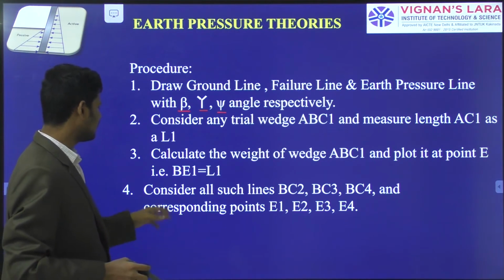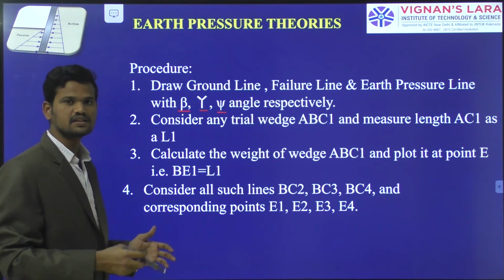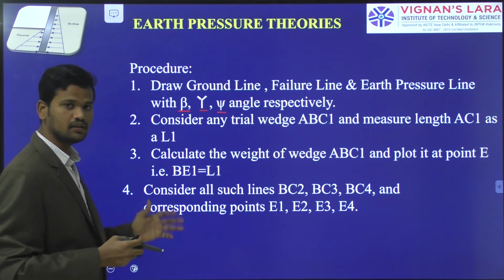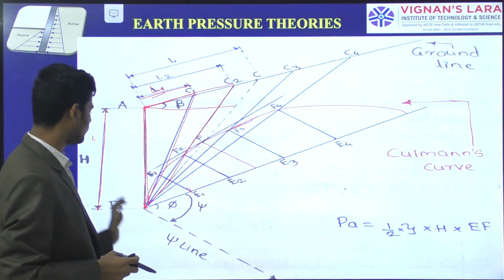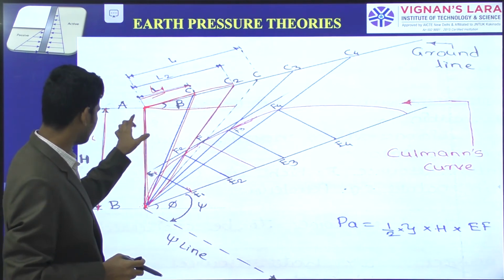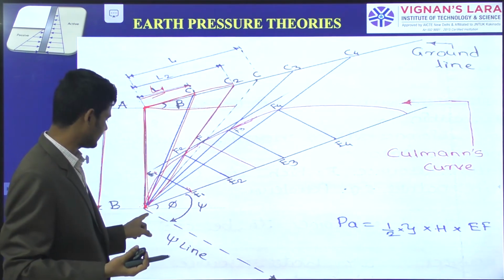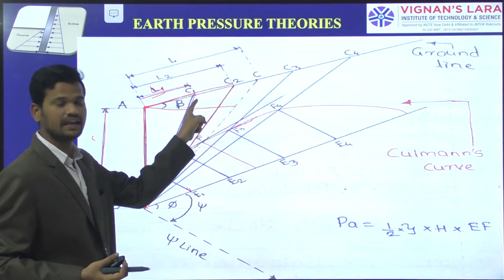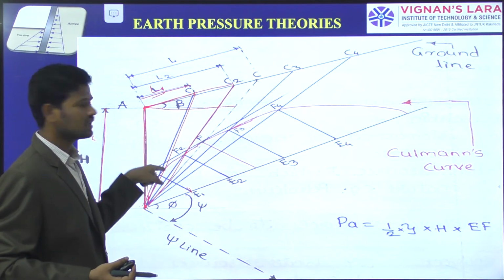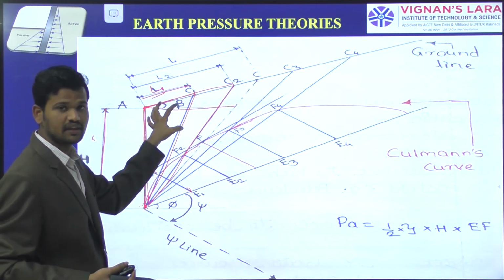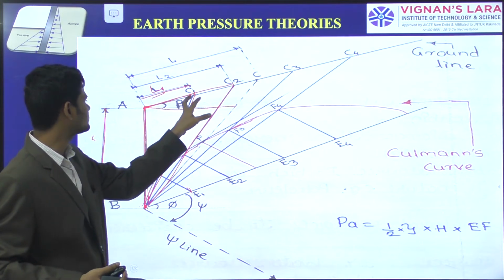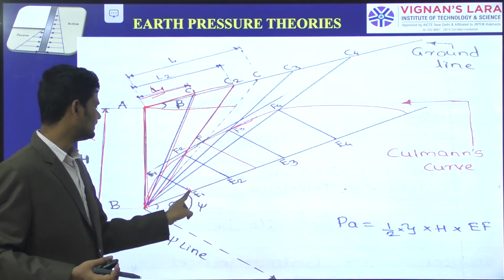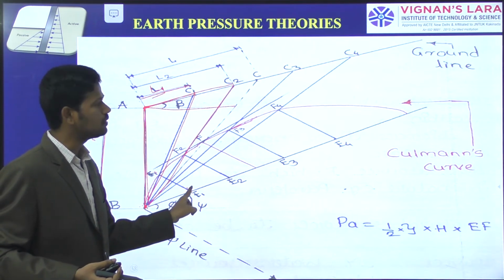And if you see here from the fourth point we are taking all such points BC2, BC3 and BC4. One more time I am explaining here. First we are taking the line, that is the horizontal ground level, and making the angle of inclination beta line and the failure wedge. After that, one failure wedge we are considering. For this failure wedge, how much distance AC1 is there? This much distance from this B to this line we are drawing one point.